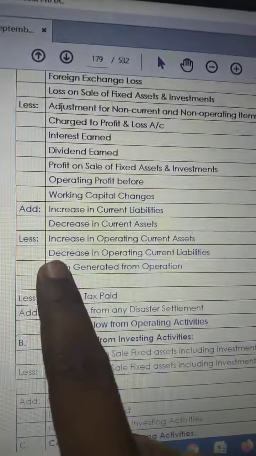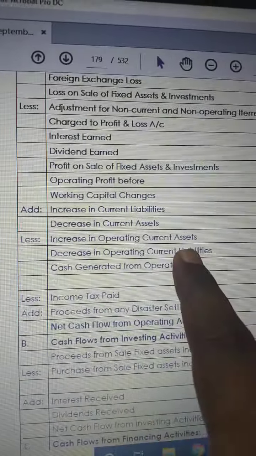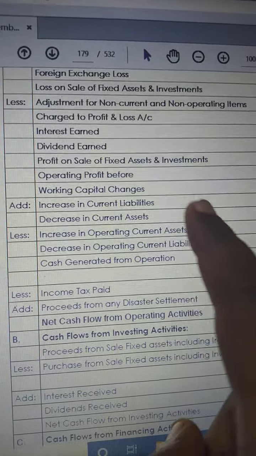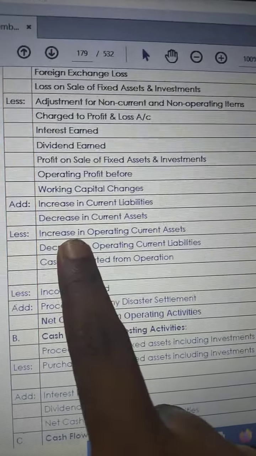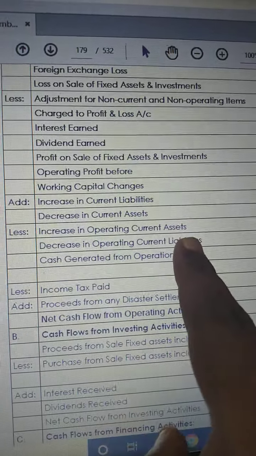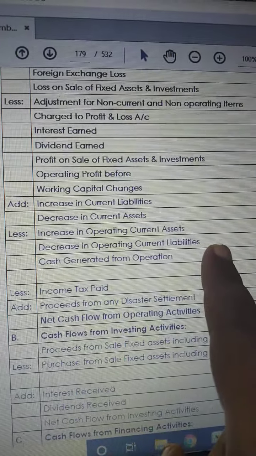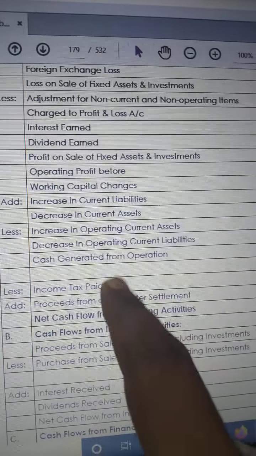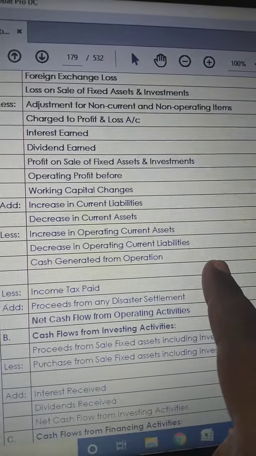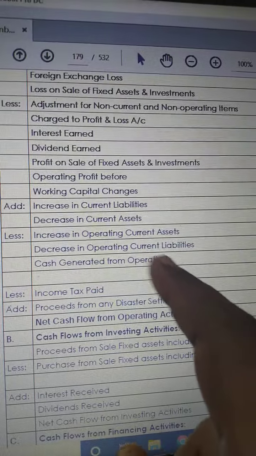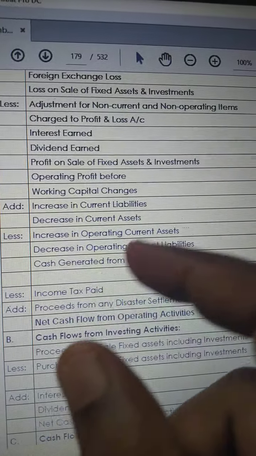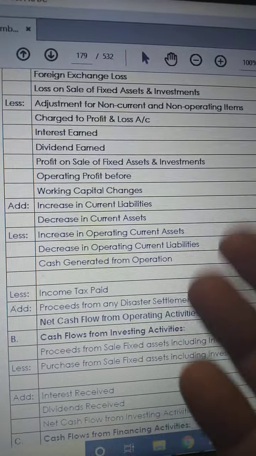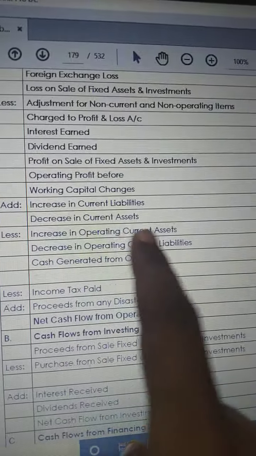Less: increase in current asset. Why? Previous year debtors 100 rupees, this year debtors 200 rupees. Increase or decrease? 100 rupees increase. What is the meaning? I have not collected 100 rupees from my customer, so my cash will decrease by that 100 rupees. That is the meaning, so I am reducing.